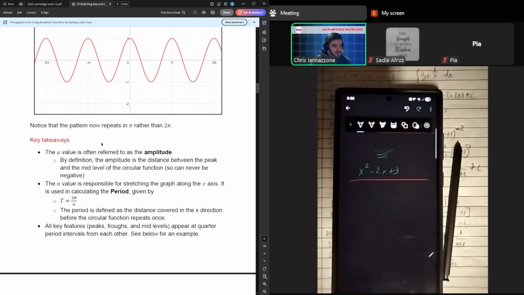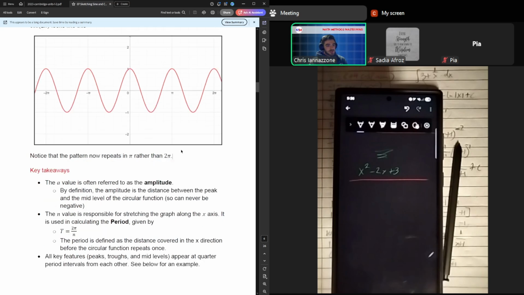A few key takeaways here. You'll find that the a value out the front is often referred to as the amplitude. It's worth pointing out a specific nuance here because it does get tested and you will get it wrong if you don't get this nuance.